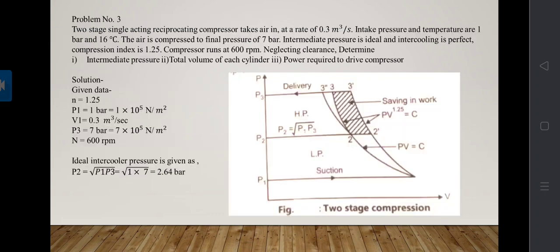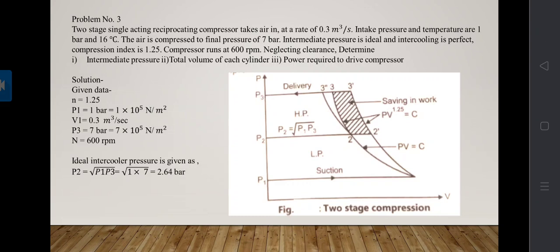Now in problem number 3, a two-stage single-acting reciprocating compressor takes air in at a rate of 0.3 meter cube per second. The intake pressure and temperature are 1 bar and 16 degrees respectively. The air is compressed to a final pressure of 7 bar, and the intermediate pressure is ideal and intercooling is perfect. The compression index is 1.25 and the compressor runs at 600 rpm. Neglecting the clearance effect, we have to determine the intermediate pressure, total volume of each cylinder, and power required to drive the compressor.